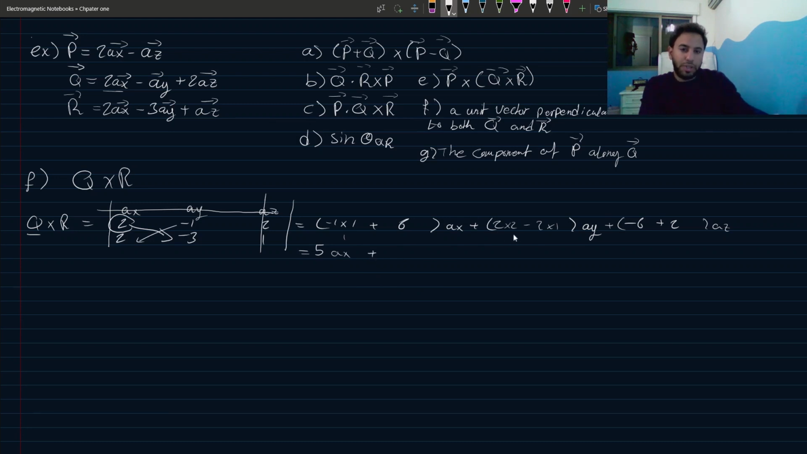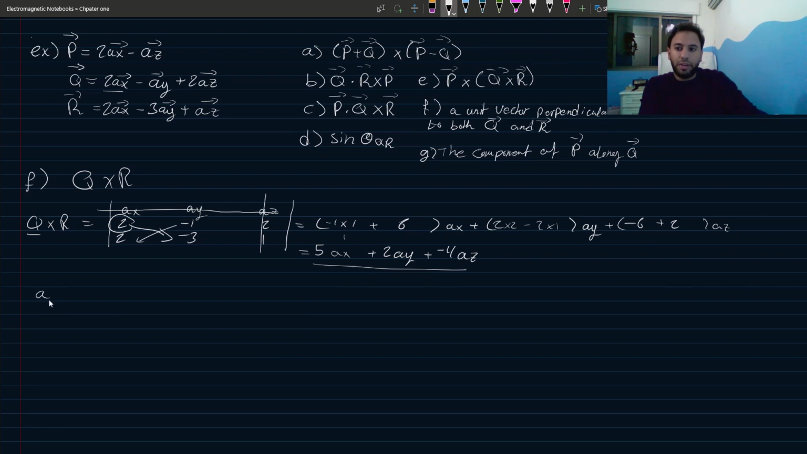Plus 2 times 2, that is 4, minus 2, that is 2ay, plus minus 6 plus 2, that should be minus 4az. And now we need to find the unit vector of this vector.